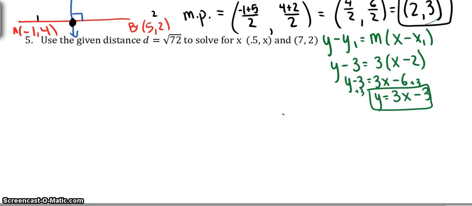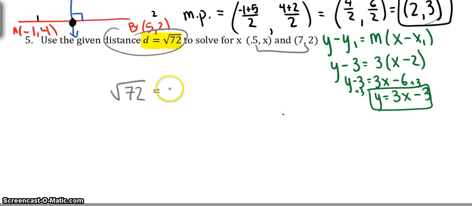Last problem. Use the given distance, d equals the square root of 72, to solve for x. Now, I meant to write that this distance is the distance between these 2 points. I'll add that to your note sheet, but it doesn't say it here right now. So we need to plug in what we know to our distance formula since we're given a distance. This time our distance is solved for, so we can plug the square root of 72 in for d. And that's equal to, again, the square root of the difference of our y's squared plus the difference of our x squared.